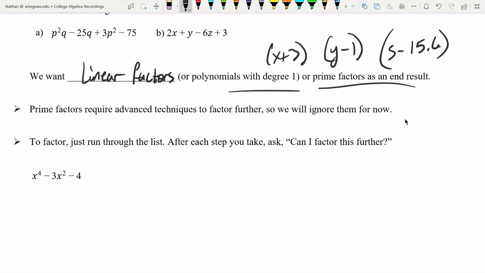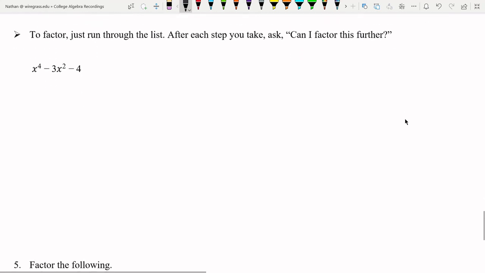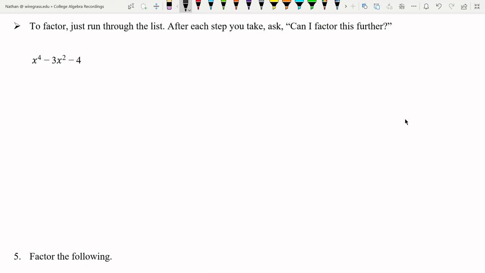And to factor any polynomial in general, all you're going to do is run through that list. You're going to take out the greatest common factor, ask, is it a binomial? Is it a trinomial? Do I need to do factoring by grouping? And then do that, and then always ask, can I factor this further? So here we have x to the 4th minus 3x squared minus 4. So for this one, this is actually a trinomial. I can try out the AC method on this.